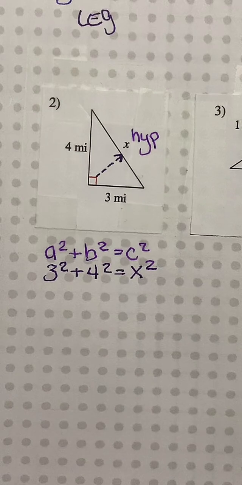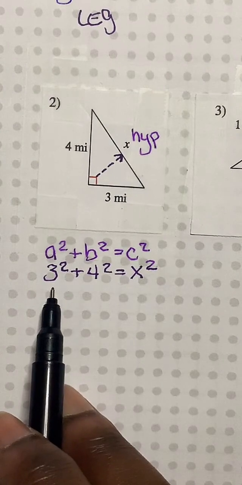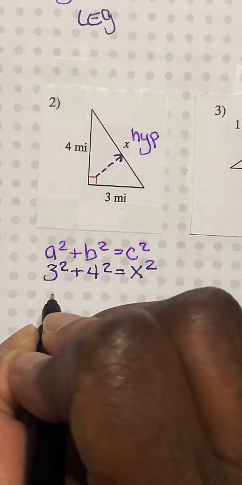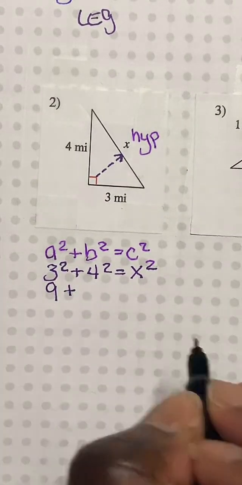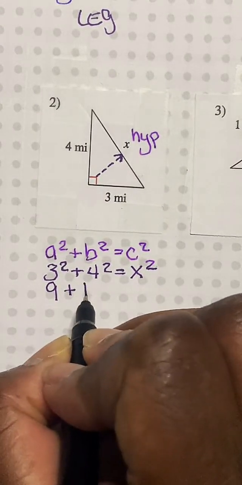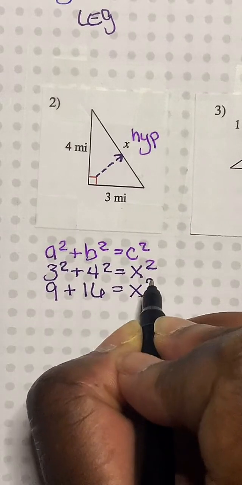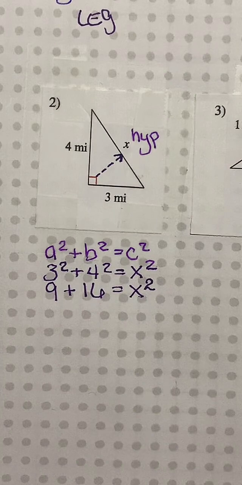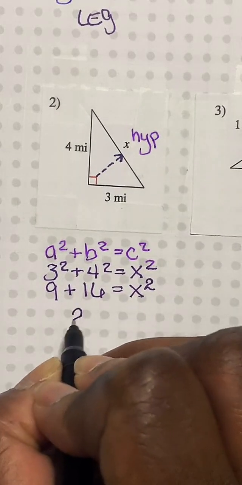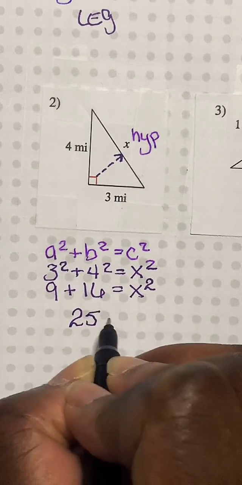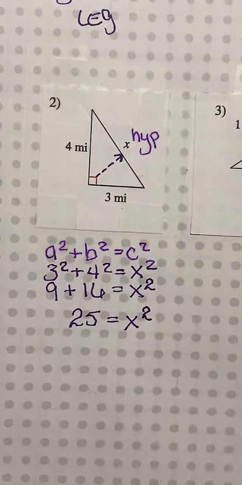Okay. So now let's take a look. 3 squared will give me my 9, plus the 4 squared, that will give me my 16, and that will give us our x squared. All right? So 9 plus 16, again, that gives us 25. But 25 is going to equal x squared.